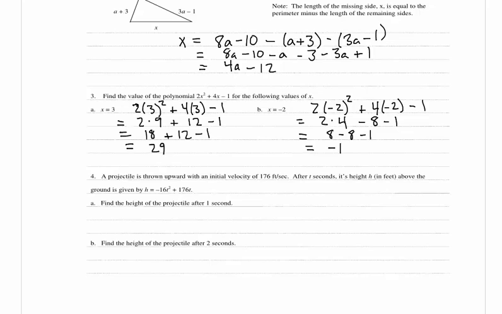In 4, we have a projectile is thrown upward with a velocity of 176 feet per second. After t seconds, its height, h, in feet above the ground is given by h is equal to negative 16t squared plus 176t. And if we want to find the height of the projectile after 1 second, we're going to plug 1 in for t. So h is equal to negative 16 times 1 squared plus 176 times 1. And this is equal to negative 16 times 1, which is negative 16, plus 176 times 1, which is 176. Negative 16 plus 176 is equal to 160 feet.